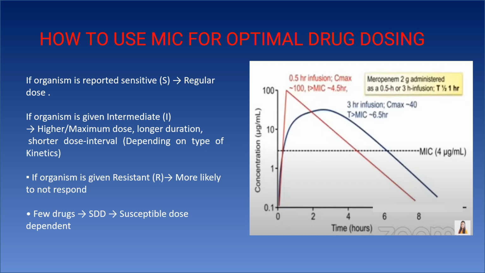How to use the MICs: if the organism is reported sensitive, give the regular dose. If the organism is reported intermediate, a higher dose is required, for a longer duration or at shorter dosing intervals. If the organism is reported resistant, it most likely won't respond. Fewer drugs are reported as susceptible dose-dependent, where higher doses will be required depending upon the nature of the antibiotic.